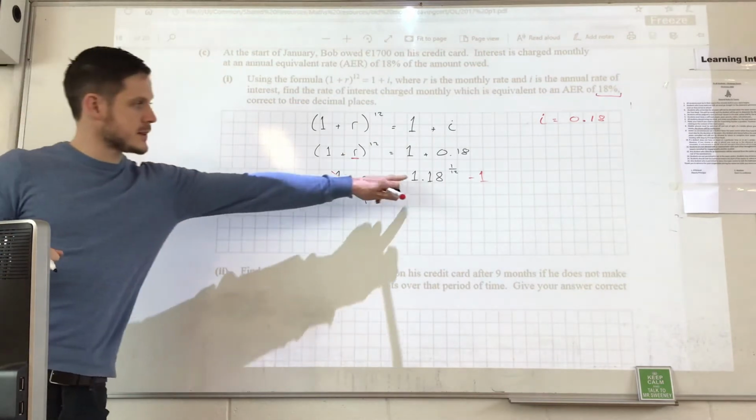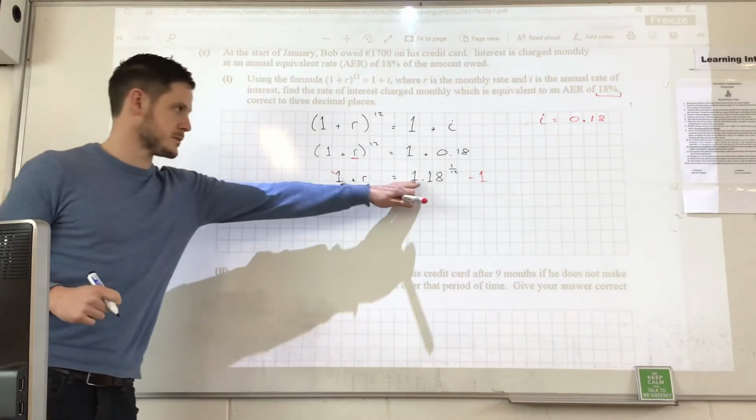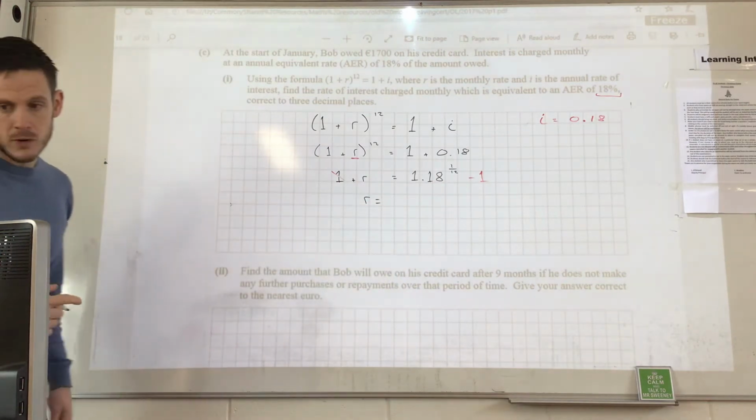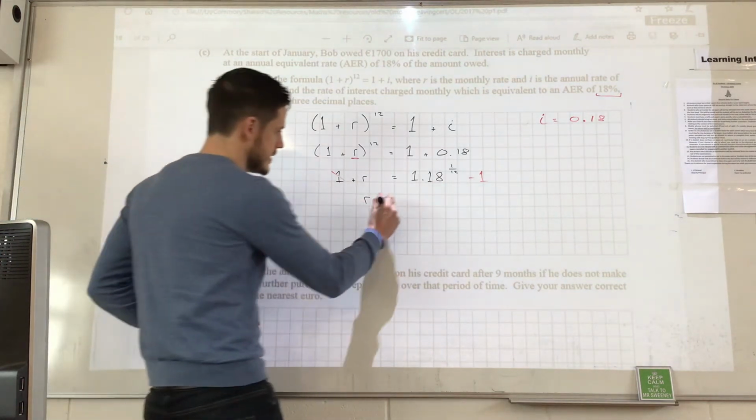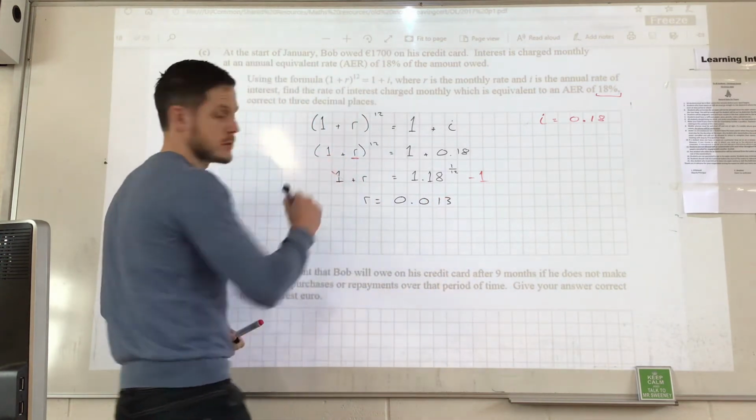What I can do is I can put this into my calculator. So you can put this whole thing into your calculator now. Or you could just work out this beforehand. And when I do that, I get r is equal to 0.013, and it's going 3 decimal places.